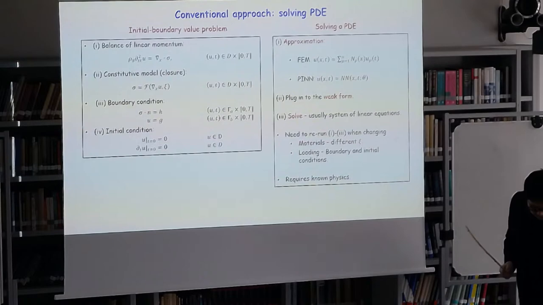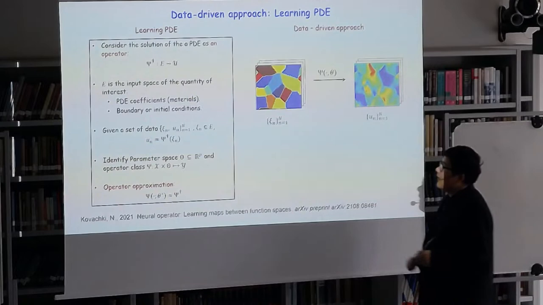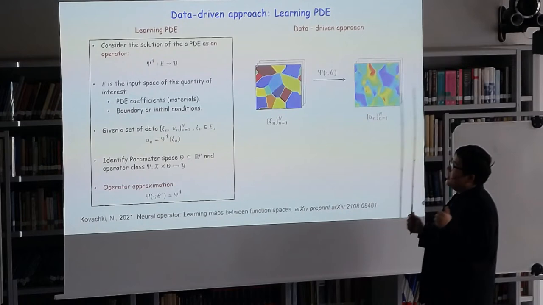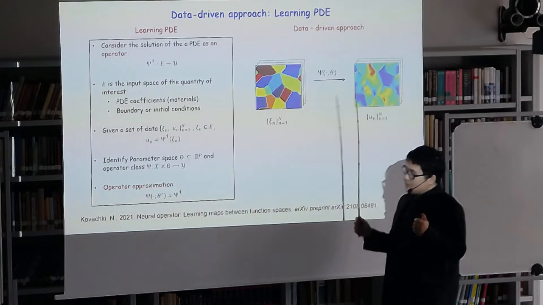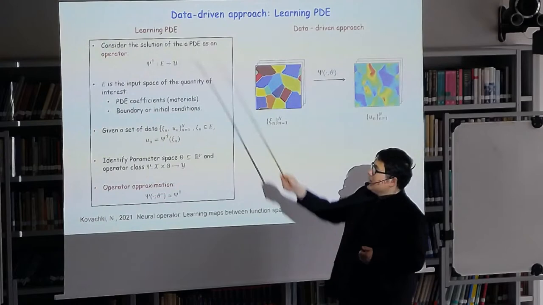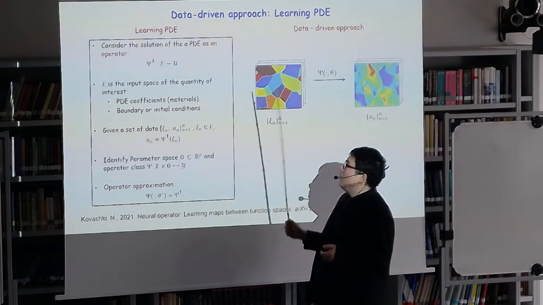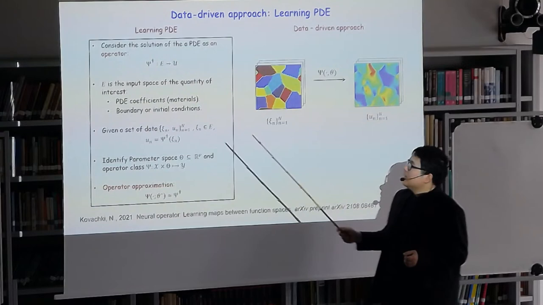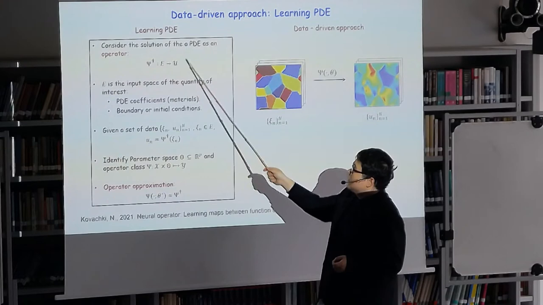We need to have the explicit knowledge about the functional form, about the form of the governing equations. Now, what we're proposing is an alternative approach where we want to try to learn the PDE. When I say we try to learn a PDE, what I mean is that we consider the solution of the partial differential equation as a solution operator that maps a space of interest, which can be this E, can be the coefficients of the partial differential equations, or it can be the different boundary or initial conditions. And we want to basically consider the solution operator that maps E to my true solution U.